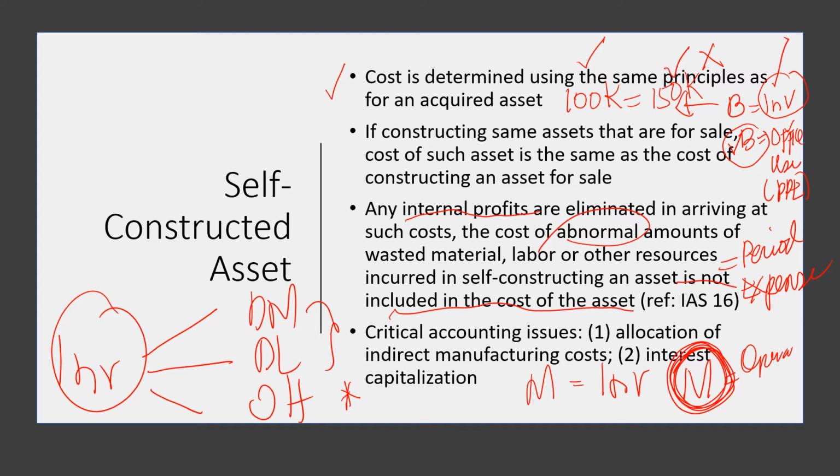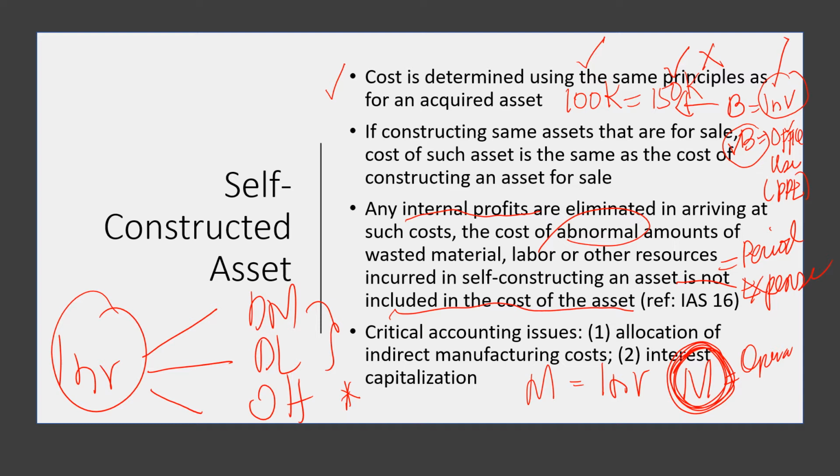Mamaya pag-aralan natin. Aside from issues like allocation of indirect manufacturing costs, another issue yung tinatawag natin na interest capitalization o yung borrowing cost related dun sa construction ng property, plant, and equipment. Kung hindi naman siya PPE, halimbawa ordinary inventory lang, wala namang problema dun kasi small amount lang. Ang problema kasi pag PPE, large yung amount. So, most probably involve yung borrowing cost.